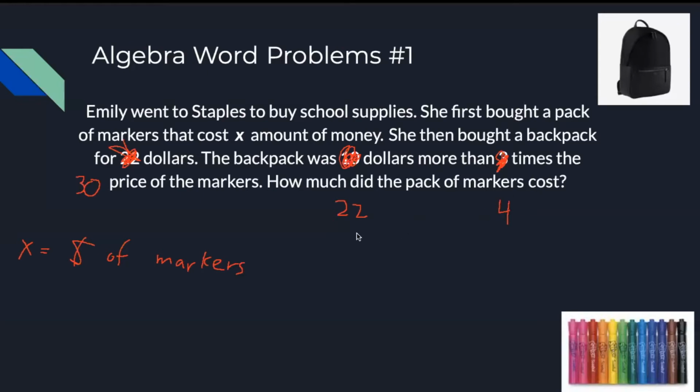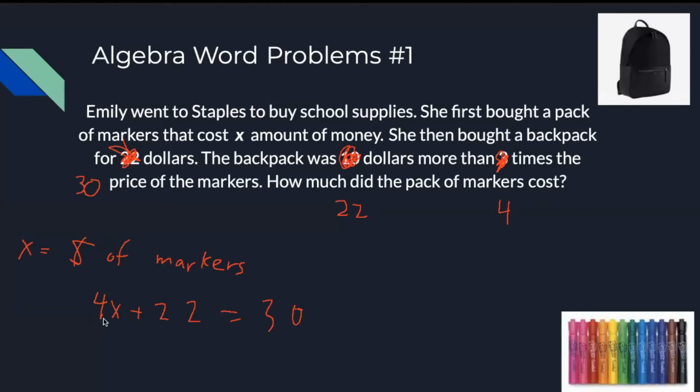So here, I'll help you set up the equation for now. So $22 more than 4 times the price of the markers. So we know that the price of markers is X. We do 4 times the price of the markers, and then we add 22. And then that finally equals 30. Right? So there we have our equation.